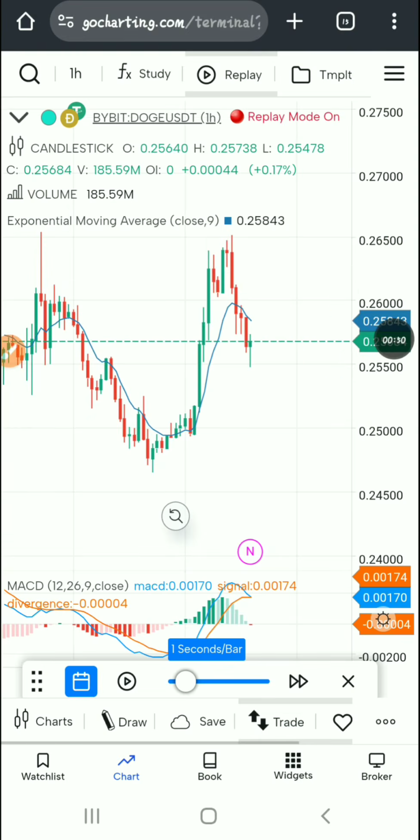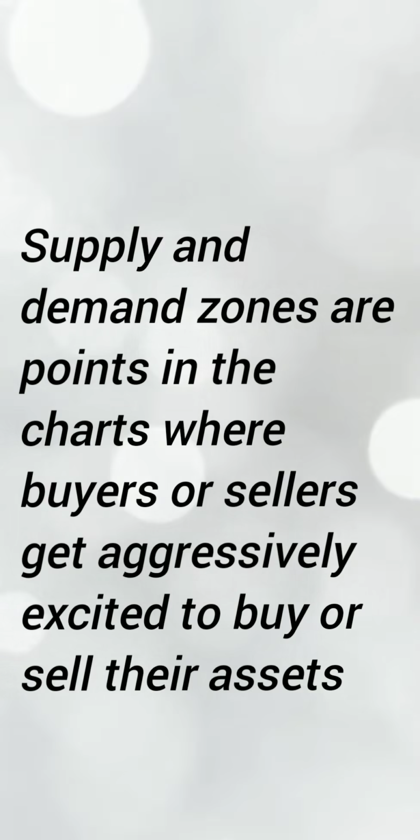Step number 1. What are supply and demand zones? Supply and demand zones are points in the chart where buyers or sellers get aggressively excited to buy or sell. Let me break it down for you.